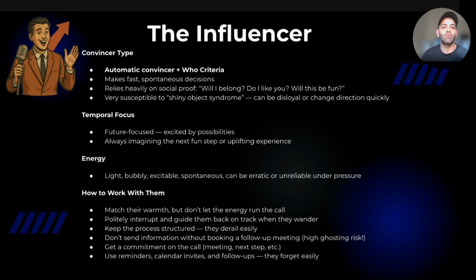Now, something that's also really important to understand about the influencer personality is they are very susceptible to shiny object syndrome. Again, please don't take any of this personally, but they can be very disloyal clients or prospects, and they can change direction very quickly. So they might churn out of nowhere for what you might believe to be no reason, but the real reason is because they're always on this roller coaster of looking for other emotional spikes and just getting that dopamine hit.